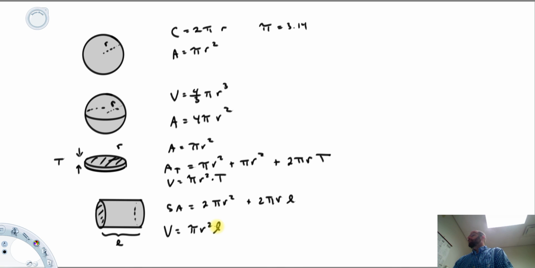So there's an overview of some important geometries that show up in physics quite often. Let me point some things out. Circumference is a distance, right? It's a one-dimensional thing. So any formula you use for a distance should have units of meters. Any formula that you use for an area should always have units of square meters. And any formula that you use for volume should have units of cubic meters.